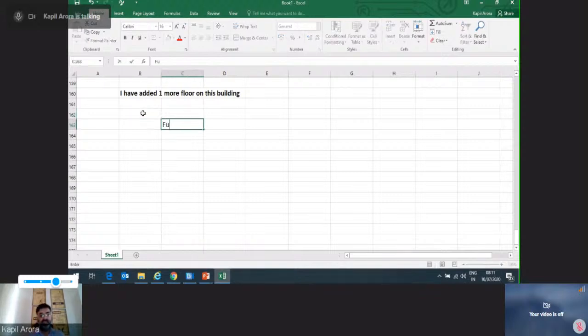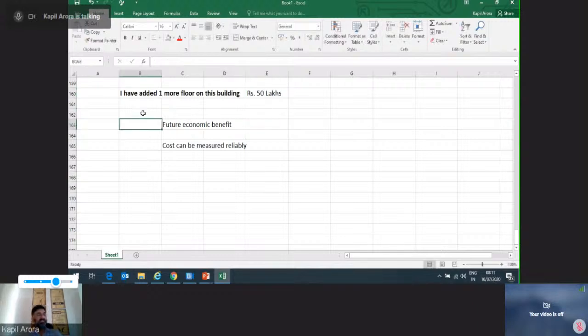Whether future economic benefit will be there and cost can be measured reliably. Can I add the amount which I have spent? Let's assume rupees 50 lakhs. Can I add this 50 lakhs in the value of building?